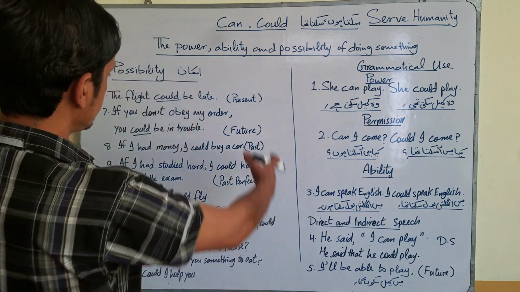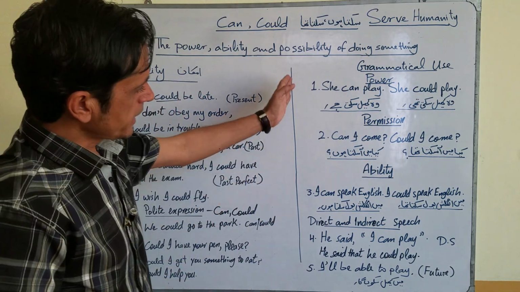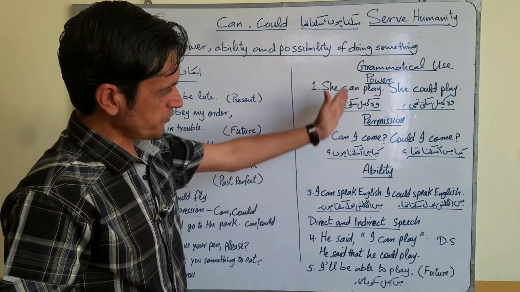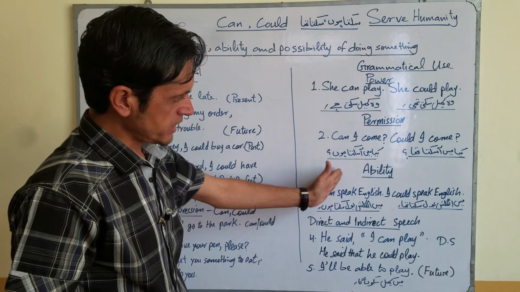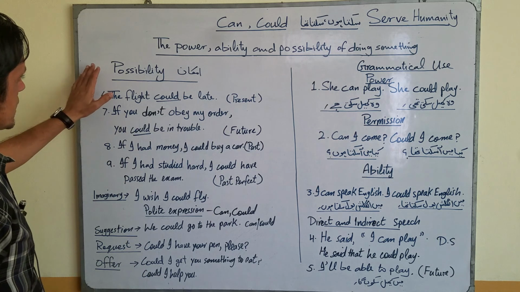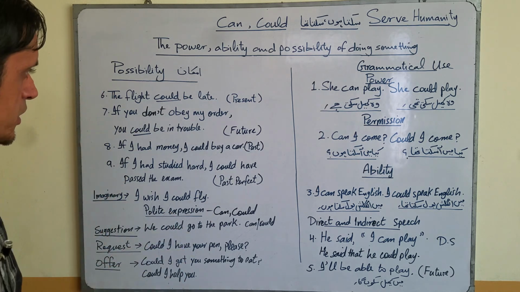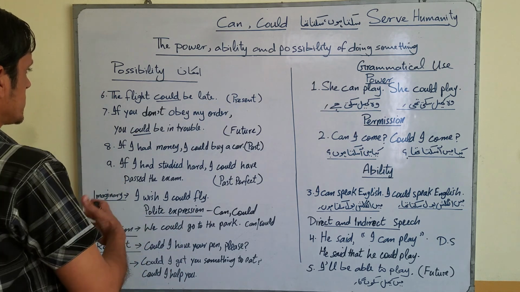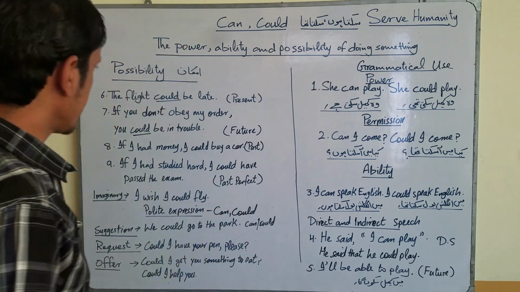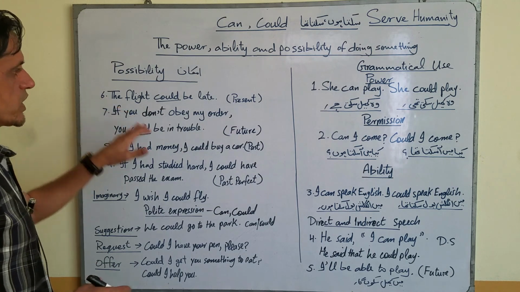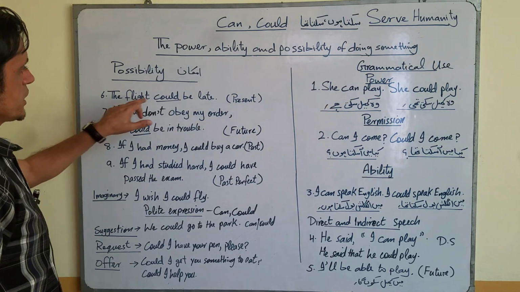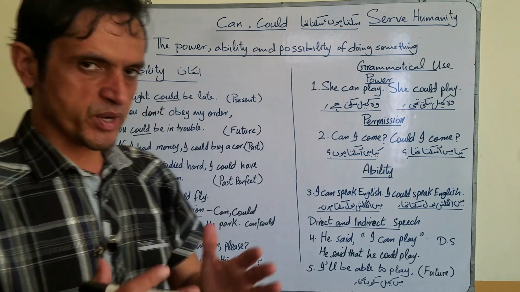Okay, now come to these sentences. Here I explained to you that can and could are used for power, permission and ability, and this is present and this is past. But here we discuss the use of could, which is used on different occasions to show different tenses. First of all, we can use could for the present. For example, the flight could be late, so it shows possibility.